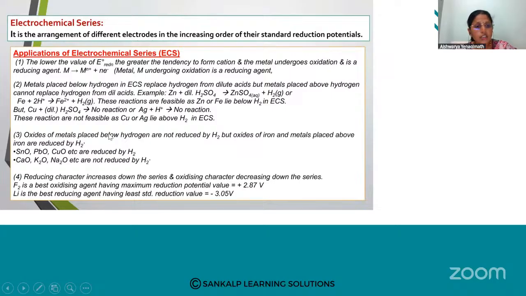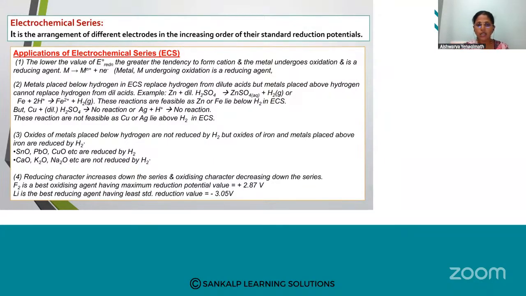Oxides of metals placed below hydrogen are not reduced by H2, but oxides of iron and metals placed above hydrogen are reduced by H2. So SnO, PbO, CuO, etc., they are reduced by H2. Whereas calcium oxide, potassium oxide, sodium oxide are not reduced by H2. Reducing character increases down the series and oxidizing character decreases down the series. Reducing and oxidizing are vice versa.